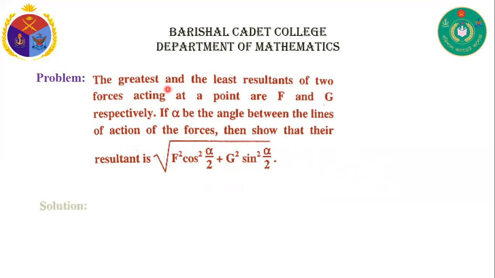Boys, I know that you all know that the greatest resultant of two forces is their sum. Here F and G are two forces. So F plus G is the greatest resultant and the least resultant is F minus G.